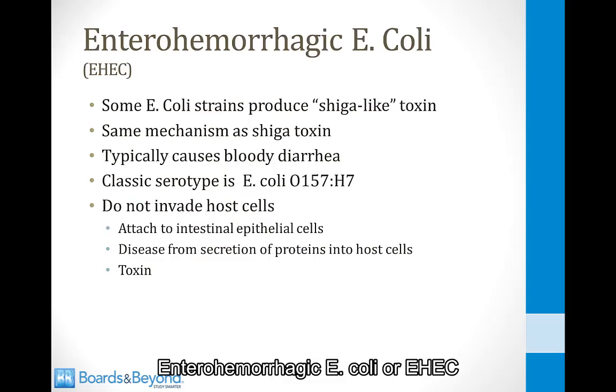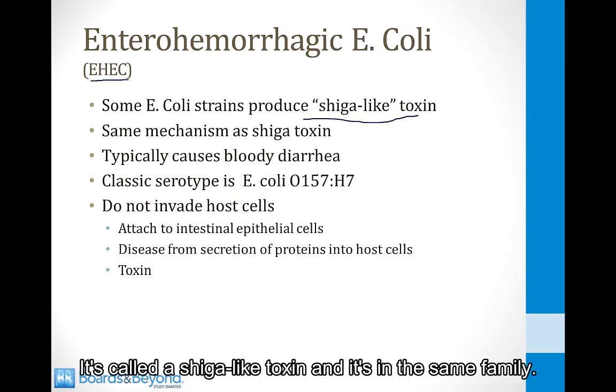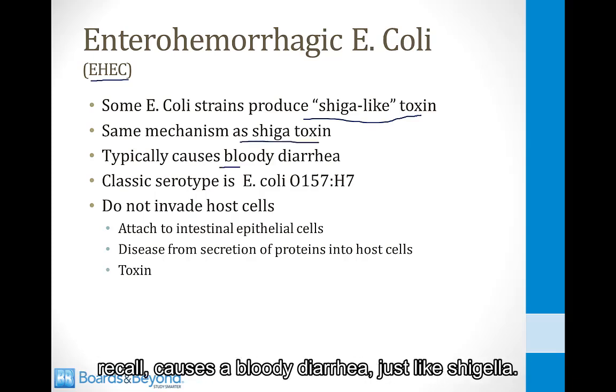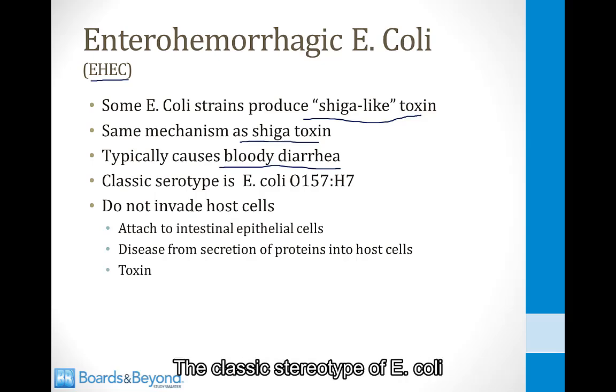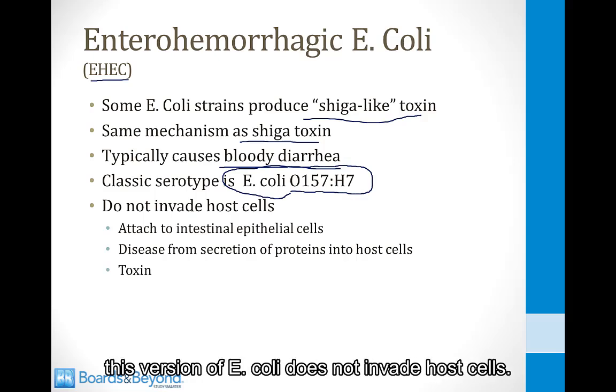Enterohemorrhagic E. coli or EHEC also produces a toxin very similar to shigatoxin. It's called a Shiga-like toxin, and it's in the same family. It has the same mechanism as shigatoxin, and EHEC, recall, causes a bloody diarrhea just like Shigella. The classic serotype of E. coli that causes enterohemorrhagic disease is the O157:H7 serotype. And one special note about this version of E. coli: it does not invade host cells.